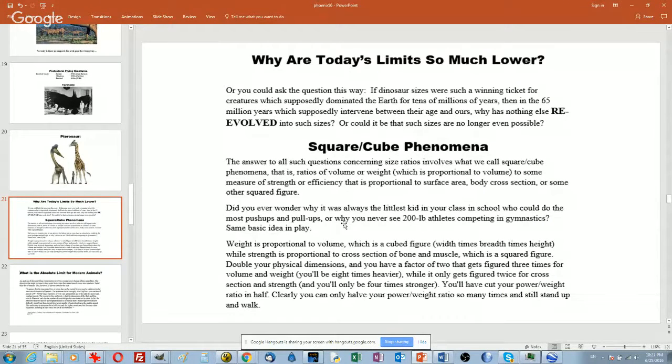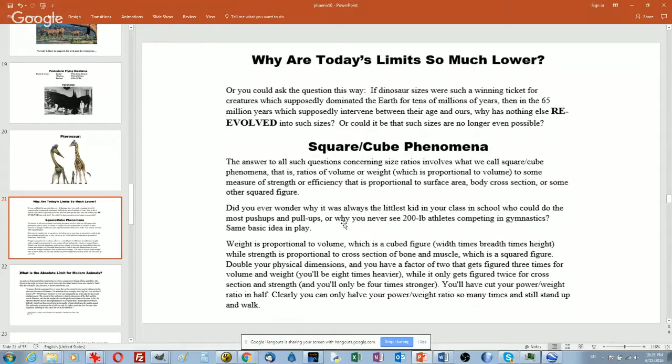Weight is proportional to volume, which is a cubed figure, width times breadth times height, while strength is proportional to the cross-section of bones and muscles, which is a squared figure, like pi r squared. Double your physical dimensions, and you have a factor of 2 that gets figured 3 times for volume and weight: width, breadth, height, 2, 4, 8, so you'll be 8 times heavier. Whereas it only gets squared for cross-section and strength, so you'll only be 4 times stronger.